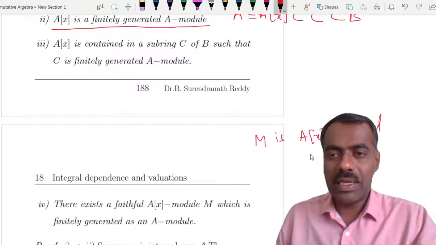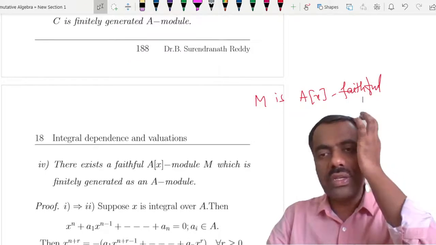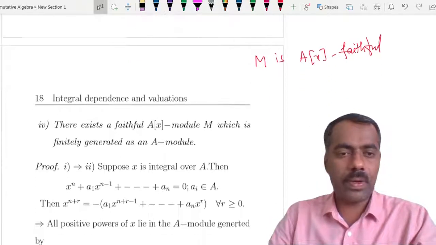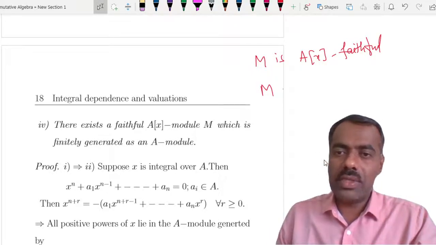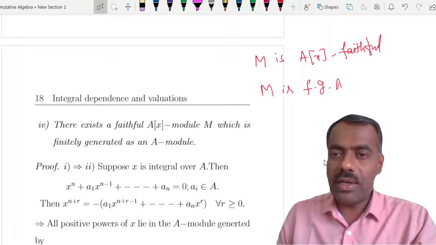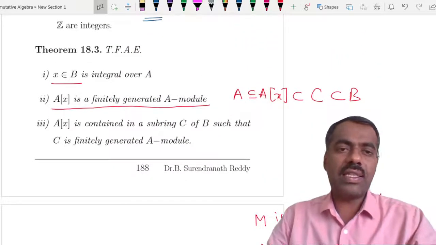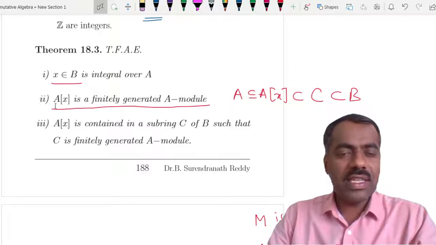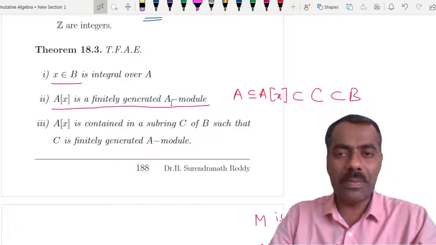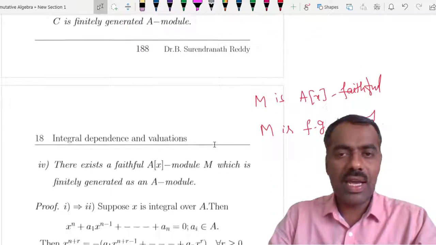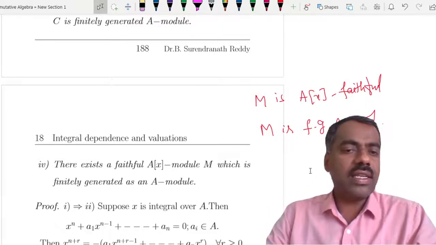What is meant by that? We say that M is faithful if the annihilator of M is 0. That means other than 0, no other element kills M. Okay, which is a finitely generated A-module. So we want M to be a finitely generated A-module. Okay. So what are these 4 points? The first one is x is integral over A. The second one is A[x] is finitely generated over A. The third is that A[x] is contained in a subring C which is finitely generated over A, and we have a faithful A[x]-module M, which is finitely generated as an A-module.